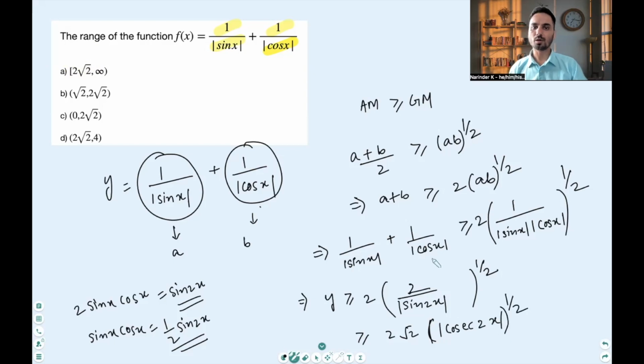And we know that modulus cosec x is always greater than or equal to 1. That means the range of this function is greater than or equal to 2 square root 2. So the correct answer is A.